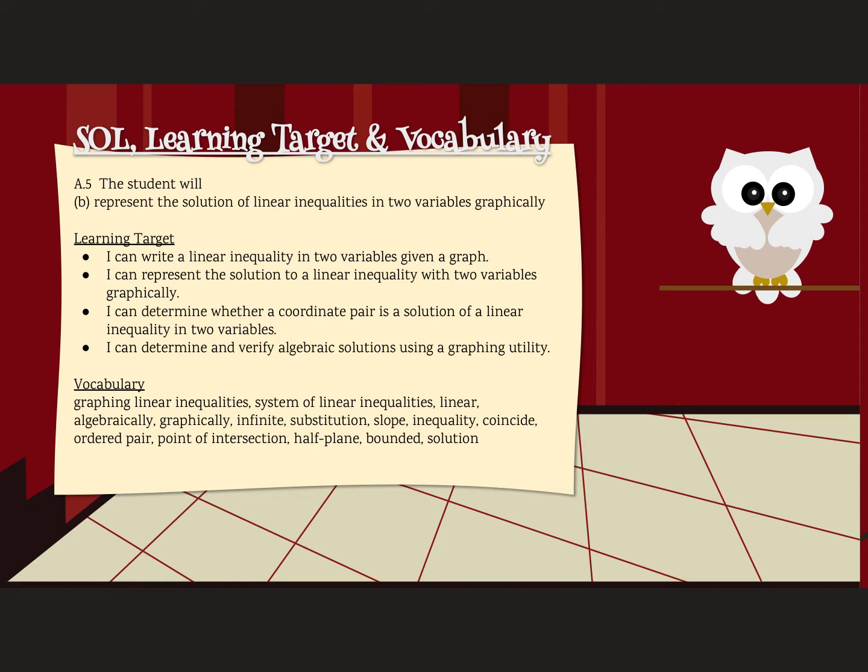All right, so learning target. I can write a linear inequality in two variables given a graph. I can represent the solution to a linear inequality with two variables graphically. I can determine whether a coordinate pair is a solution of a linear inequality in two variables. And I can determine and verify algebraic solutions using a graphing utility. So as always, we can do things algebraically and then check with the graphing calculator.